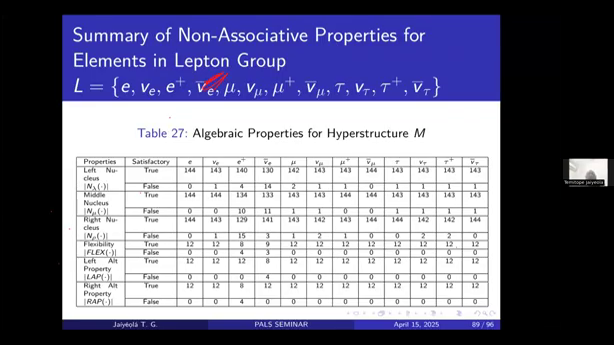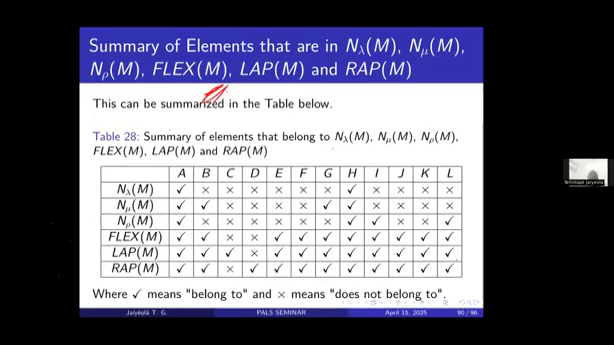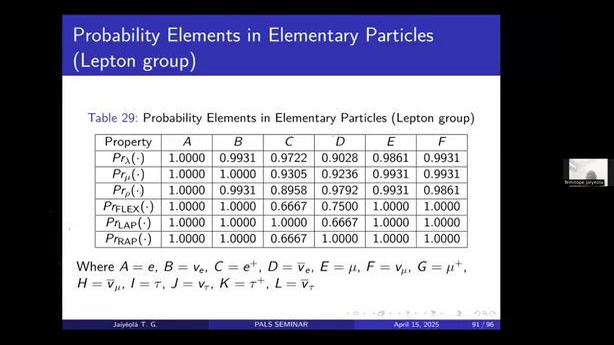And you can also do the elements of the lepton group, okay? If you consider their left nucleus, right nucleus, their flex, the wrap, and the lap, you have the following outcome. We see the same algebraic structures. For convenience's sake, we are just using A, B, C to represent them. And if you consider their probabilities, this is what we are going to have.